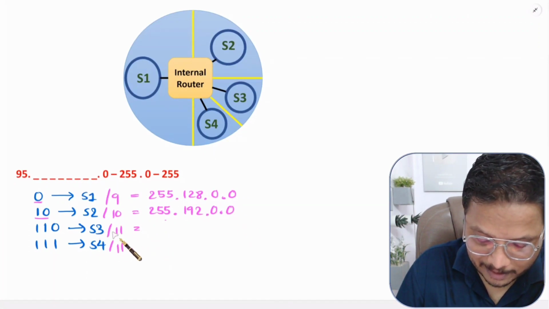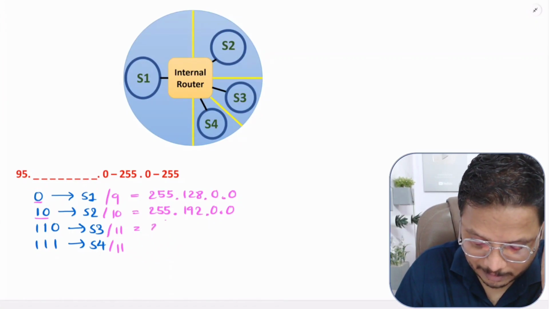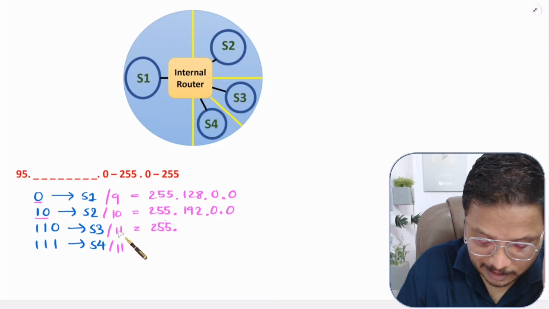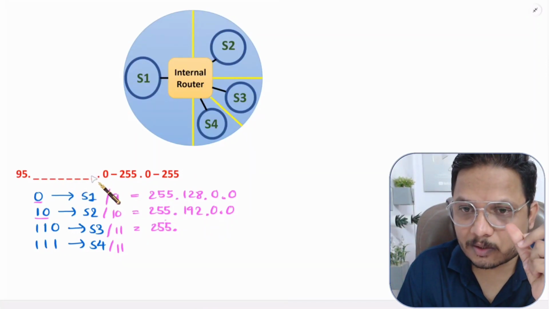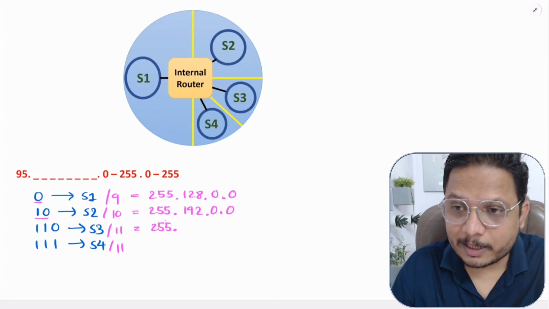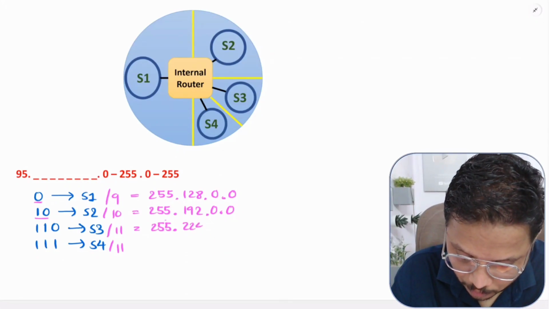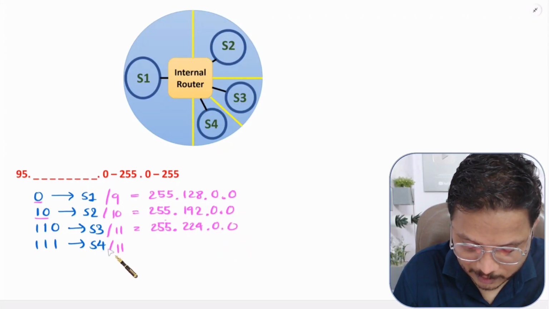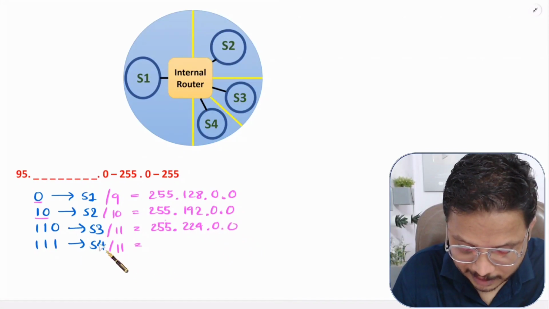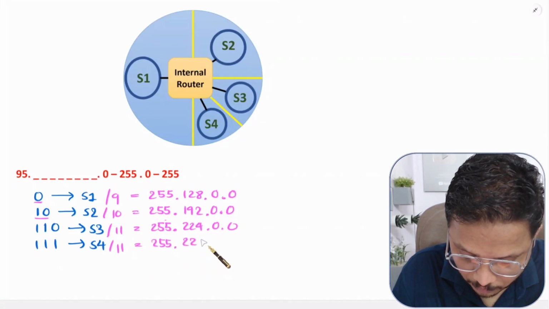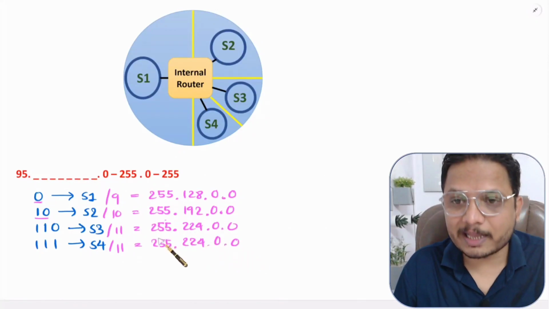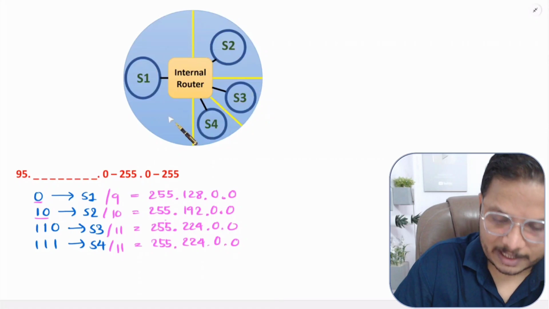Then S3 is having 11 ones. So first 8 ones, that will be 255. The next 3 ones, that will be 111, and then all zeros. So 192 plus 32, that will be 224. So 224.0.0. And here also we are having 11 bits. So the subnet mask of S3 and S4 will be the same, 255.224.0.0. See, this is how we can have the subnet mask of all these subnets.